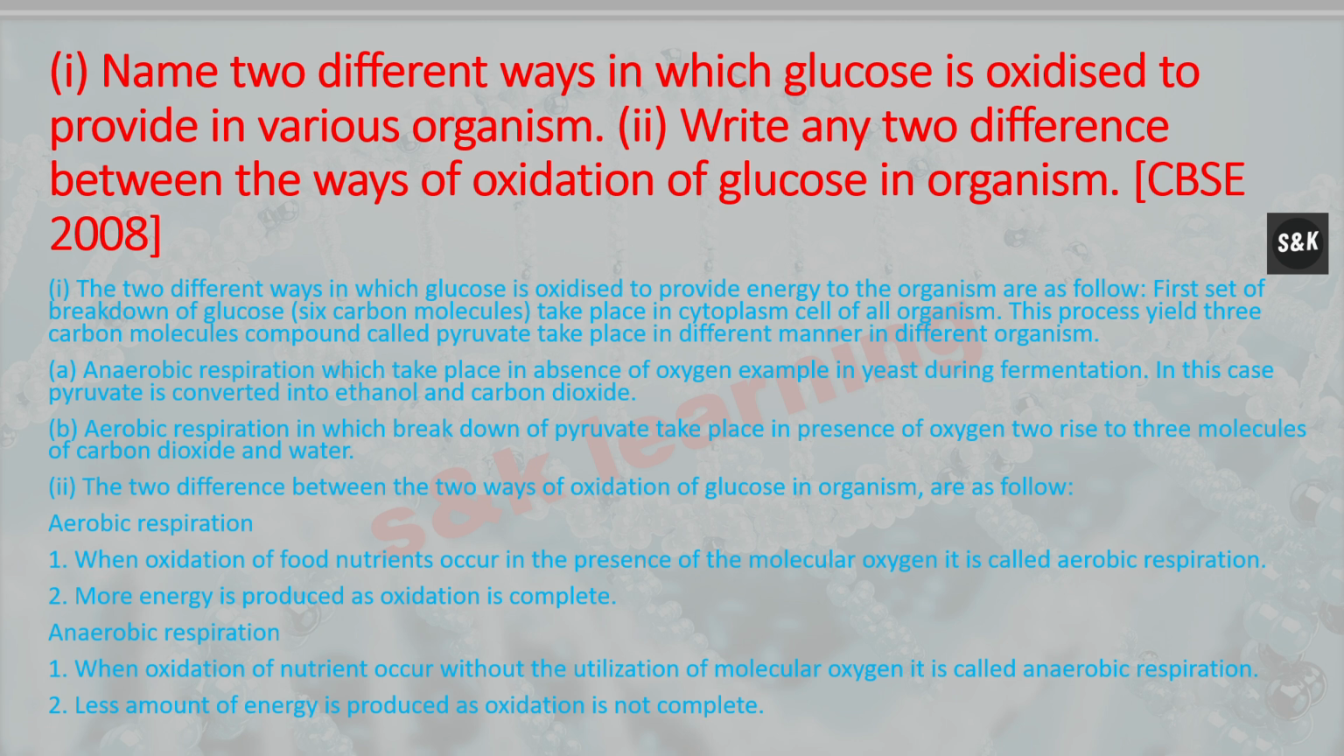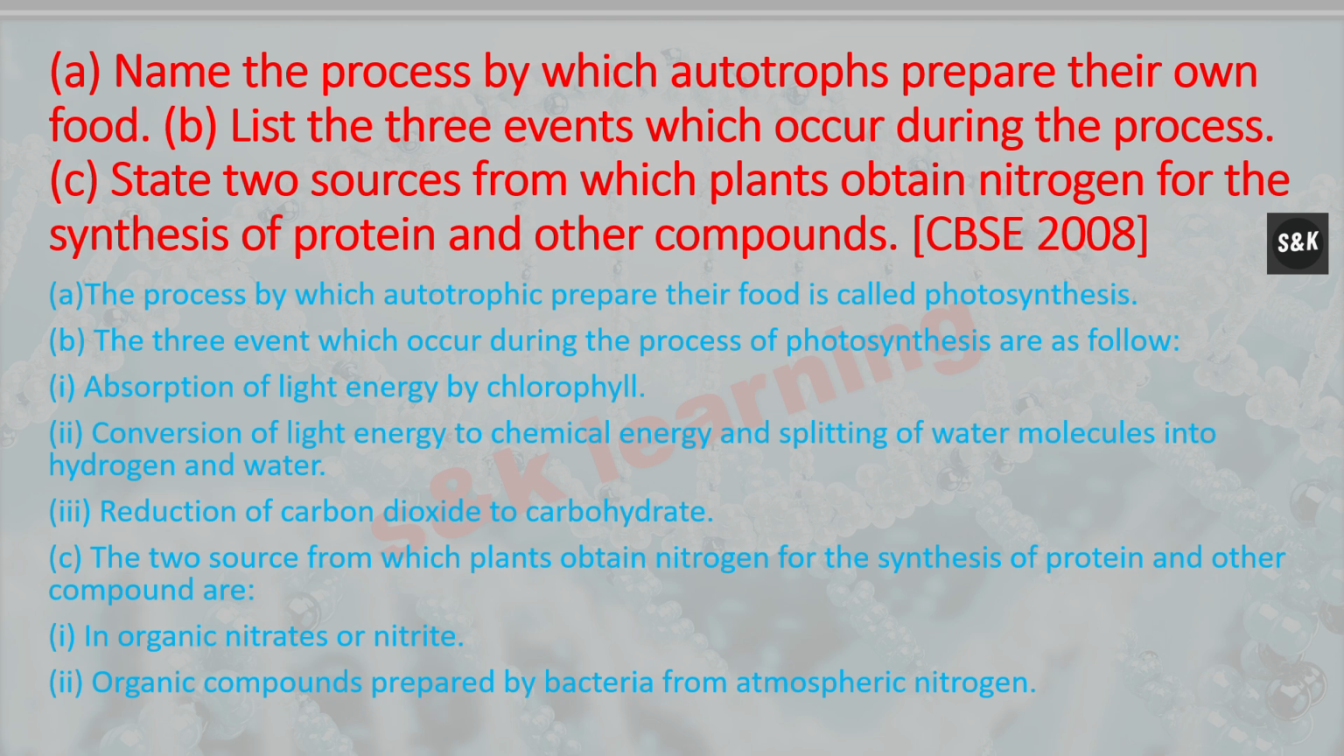A. Anaerobic respiration, which takes place in the absence of oxygen. Example, in yeast during fermentation. In this case, pyruvate is converted into ethanol and carbon dioxide. B. Aerobic respiration, in which the breakdown of pyruvate takes place in the presence of oxygen to give rise to three molecules of carbon dioxide and water. Next, name the process by which autotrophs prepare their own food.